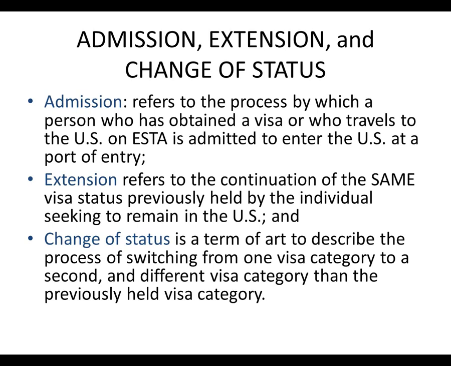All right, and you've probably heard us refer to these terms in passing, and now we're just going to cover a brief overview of what they explicitly mean. So admission is the process by which an individual who's coming to the United States and obtained a visa or travels under the ESTA program is officially permitted to enter the United States at a U.S. port of entry. So this is when you will be inspected by a Customs and Border Patrol agent, when you have to wait in that vicious, often long line at the airports, or if you're on a cruise ship at a port of entry.